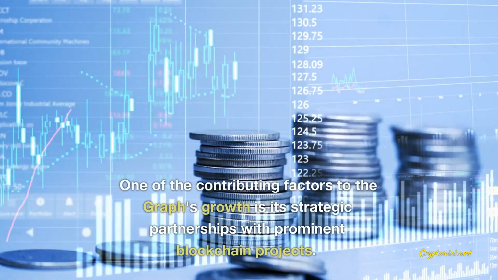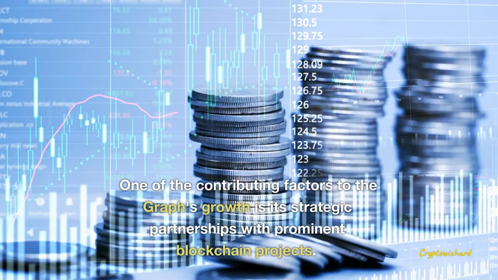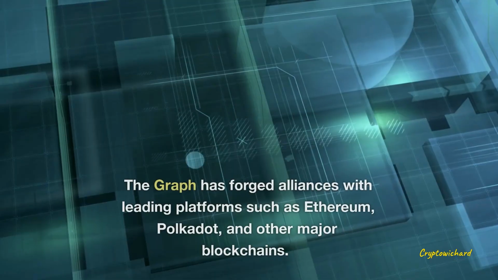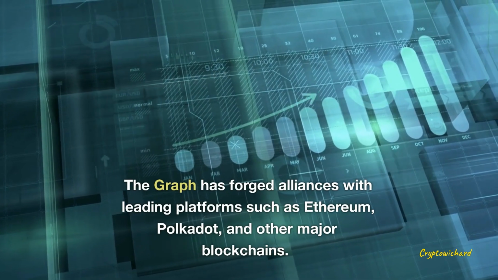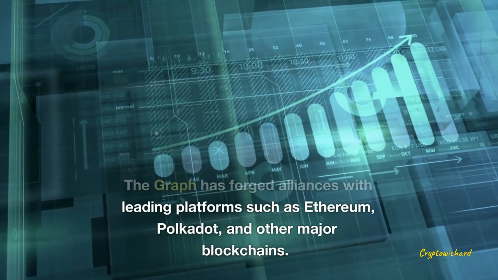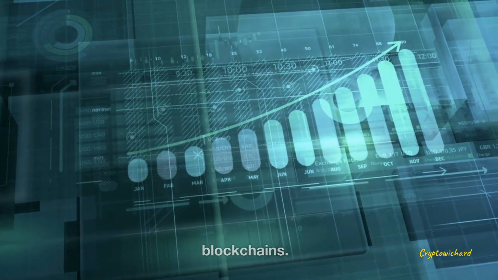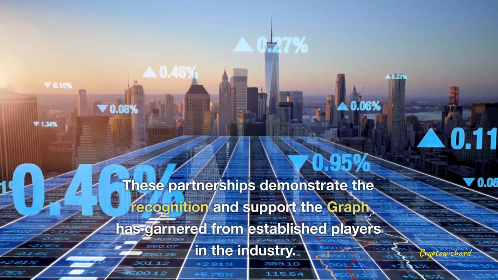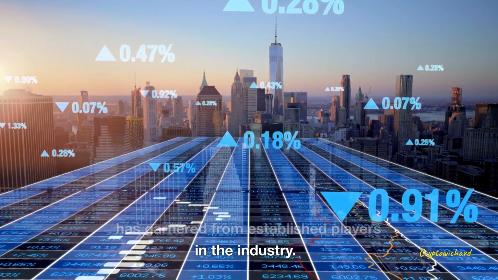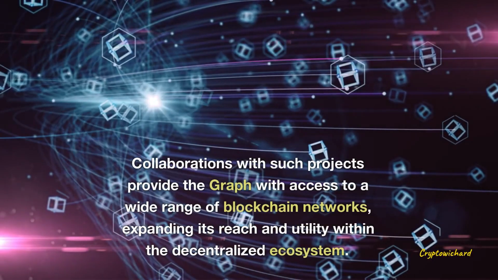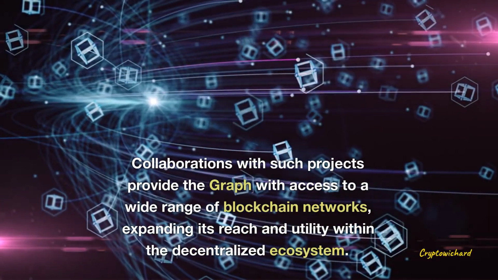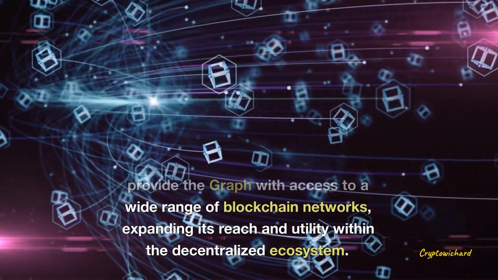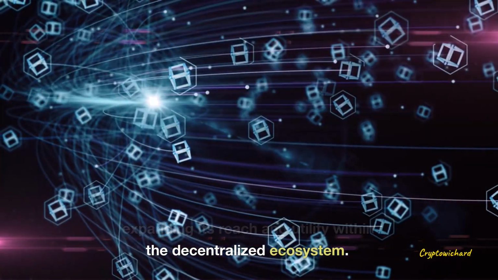One of the contributing factors to the graph's growth is its strategic partnerships with prominent blockchain projects. The graph has forged alliances with leading platforms such as Ethereum, Polkadot, and other major blockchains. These partnerships demonstrate the recognition and support the graph has garnered from established players in the industry. Collaborations with such projects provide the graph with access to a wide range of blockchain networks, expanding its reach and utility within the decentralized ecosystem.